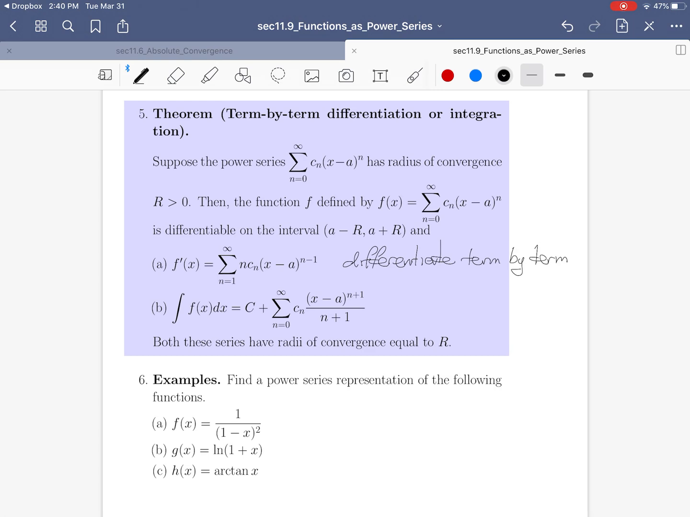Similarly, if we want to evaluate the indefinite integral of f, then we integrate the power series term by term. So here, the integral of f of x dx is equal to an arbitrary constant c, because it's an indefinite integral, plus this power series where we have Cn times (x minus a) to the n plus 1 divided by n plus 1. If you look at the power series we started with, you'll notice that this term comes from integrating the general term of this power series. So we just integrate term by term.